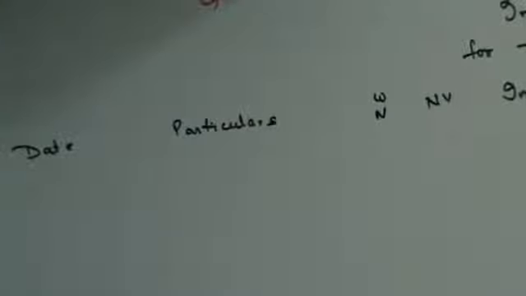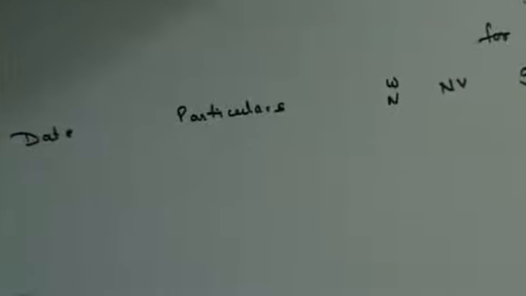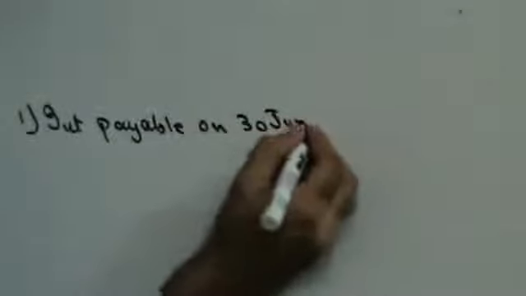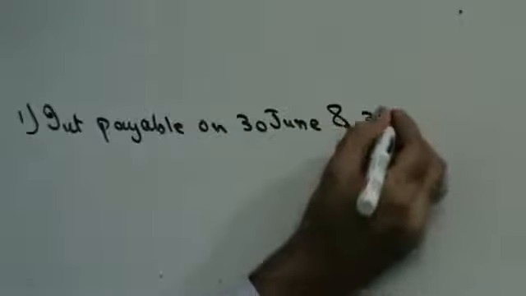They've given you that Kamini purchased on 1st May 2002 15% convertible debentures of 100 each of XY Limited of face value 1 lakh at 105. Interest is payable on 30th June and 31st December. Okay, let's start.